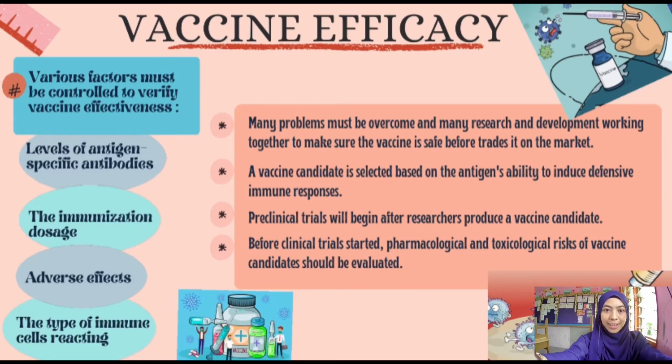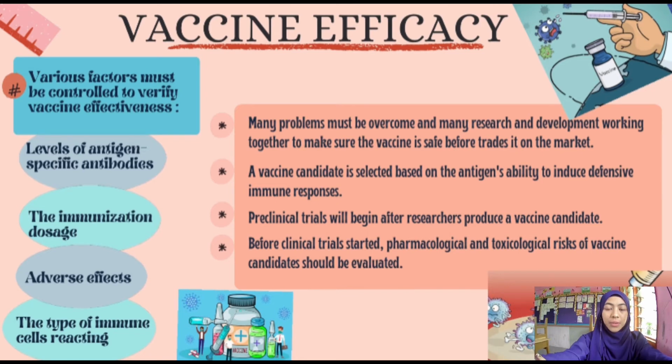Vaccine efficacy. There are various factors that must be controlled to verify vaccine effectiveness. First, levels of antigen-specific antibodies. Second, the immunization dosage. Third, adverse effects. And number 4, the type of immune cells reacting.